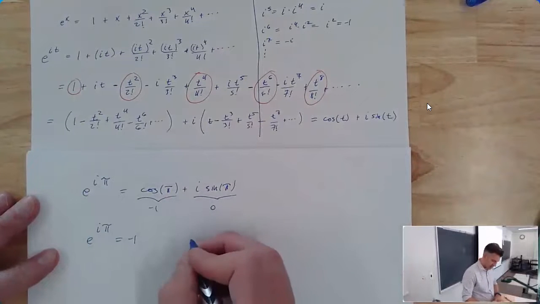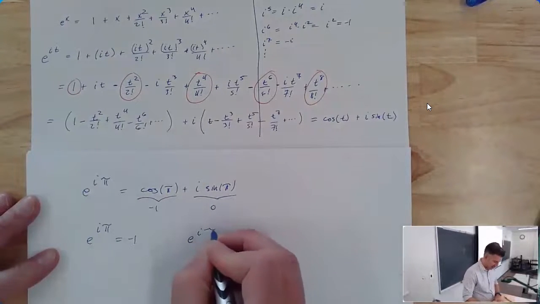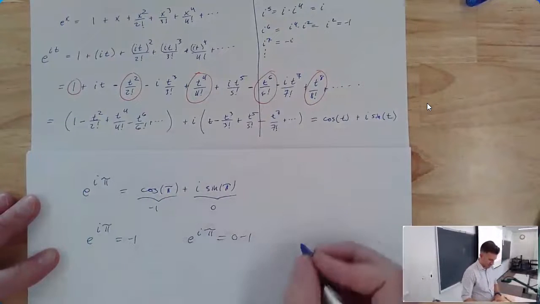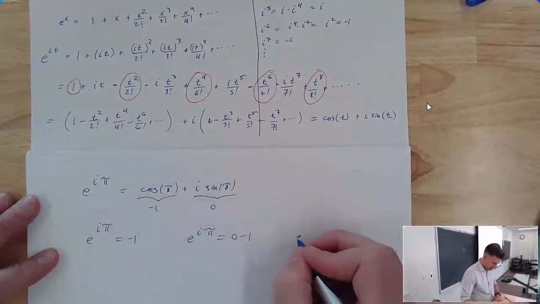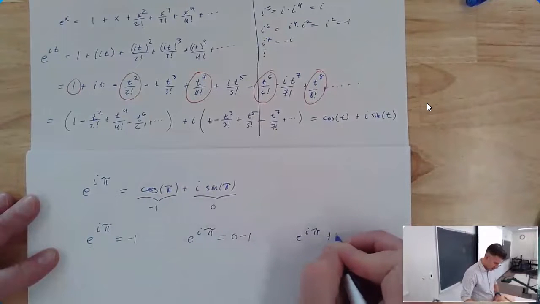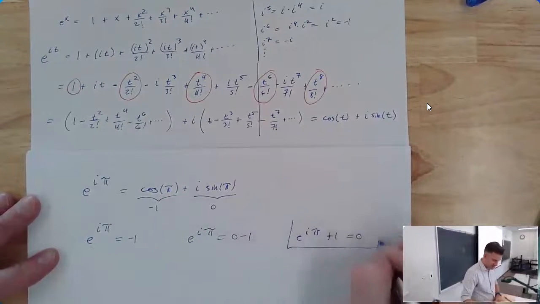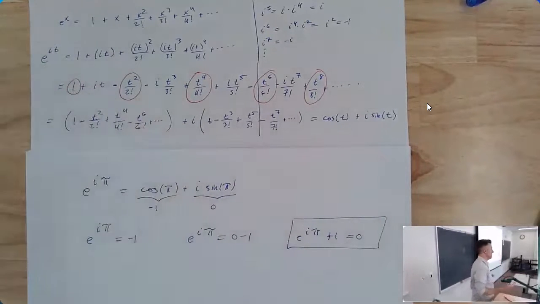So you end up getting e to the I pi equals -1, which people then like to write as, I think it's silly to write it this way, e to the I pi equals -1. I think it's better to write it as e to the I pi plus 1 equals 0. And the reason this is a famous math equation is because it contains all 5 of the most used mathematical numbers: e, I, pi, 0, and 1. And those are all very famous, important math numbers.